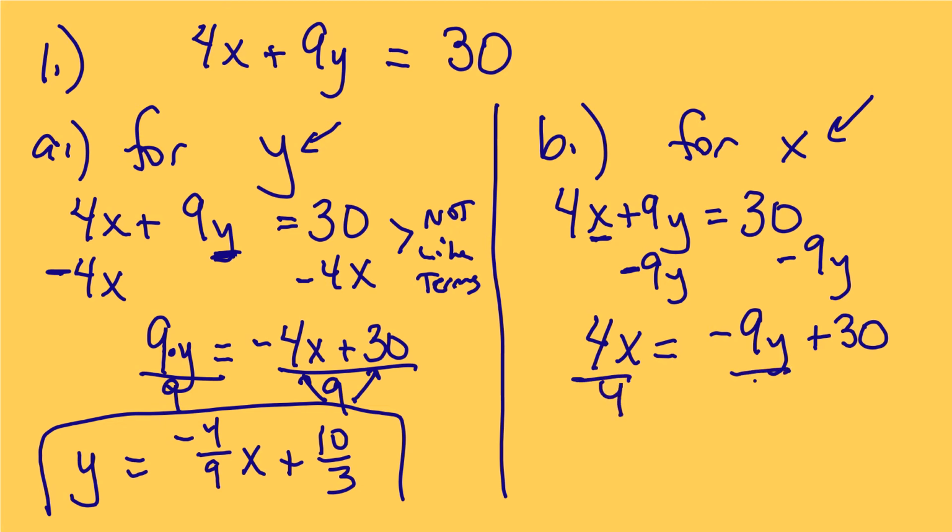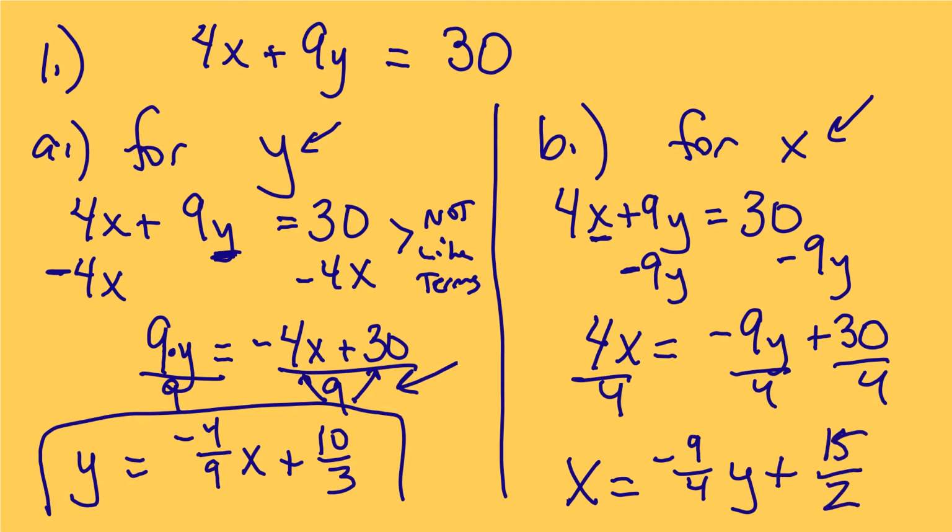I divide by 4. I divide everything by 4. Notice, I just used two small division bars this time. If you struggle with that big one division bar and forget to divide both of them by the number, then I recommend using two small division bars. 4 over 4 is 1, so I have x equals negative 9/4 y plus 15 over 2, because I just simplified 30 over 4. And that's my final answer.